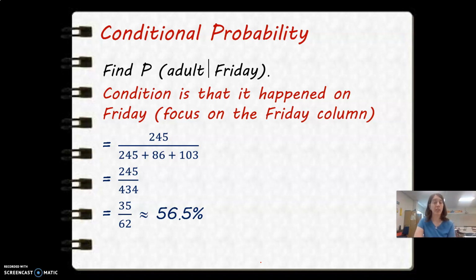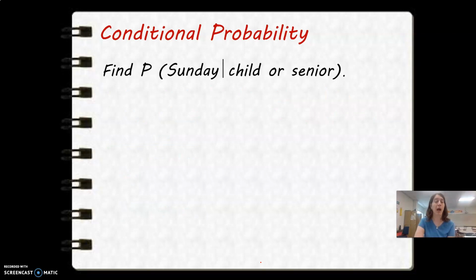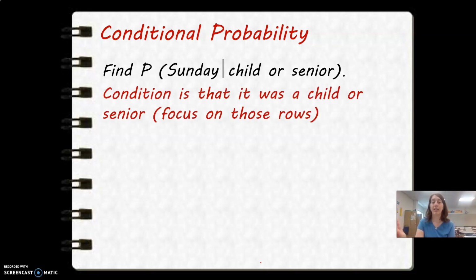Let's look at one more question with regard to that chart. What's the probability on Sunday that I'm going to pick a child or a senior? So what condition do we have? That I had a child or a senior. So we're going to be focusing on those two rows as we fill in the denominator. The numerator in our question, I want both things to happen. Notice it says child or senior, so I could have one thing or another thing happening, which means I'm going to have an adding question in the numerator as well. If I look at our chart, how many children were there on Sunday?